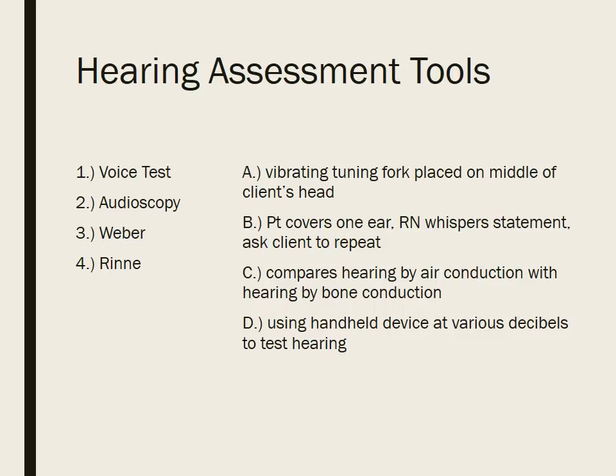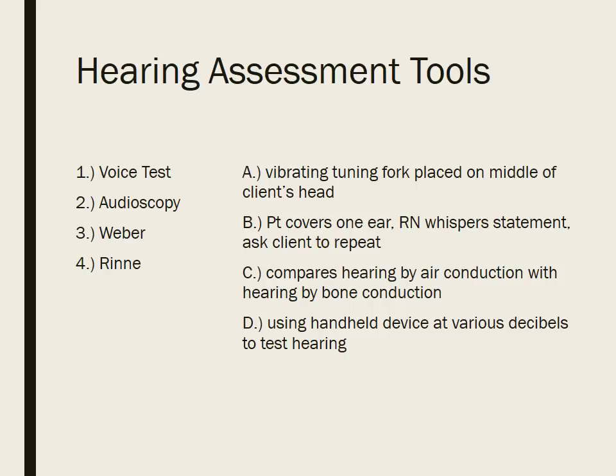Audioscopy. That test involves the use of a handheld device to generate tones of varying intensities to test hearing. Auditory sensory perception can be measured at a 40 decibel intensity at frequencies of 500, 1,000, 2,000, and 4,000 cycles per second.